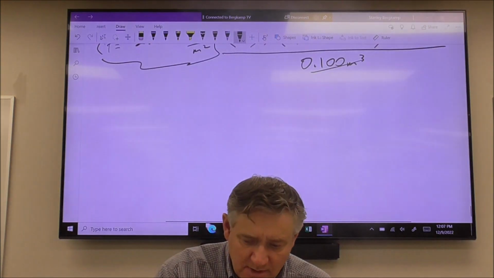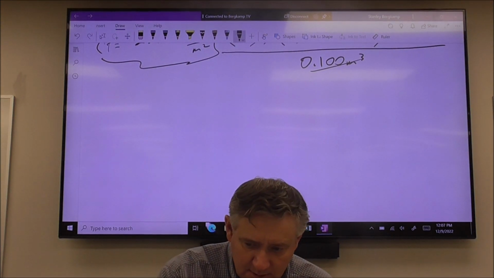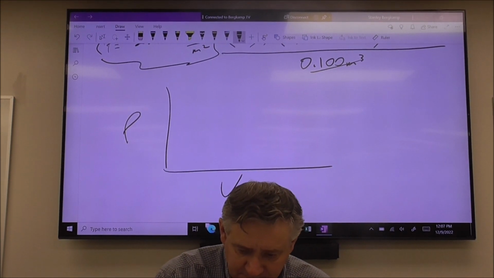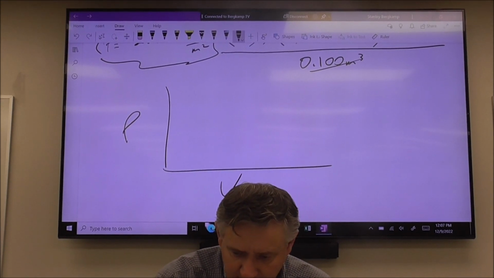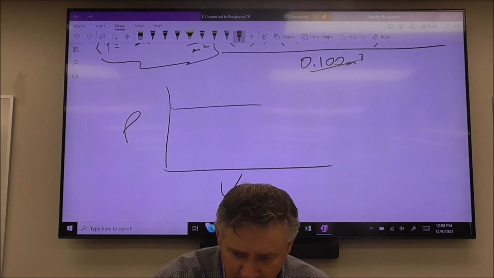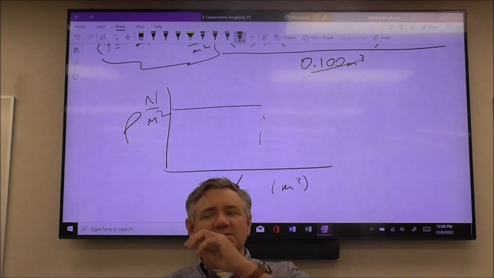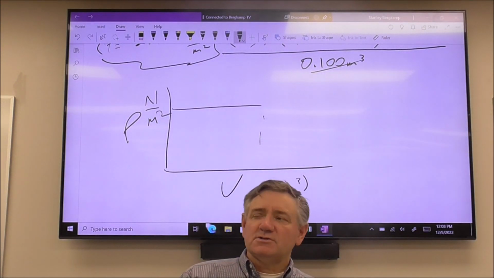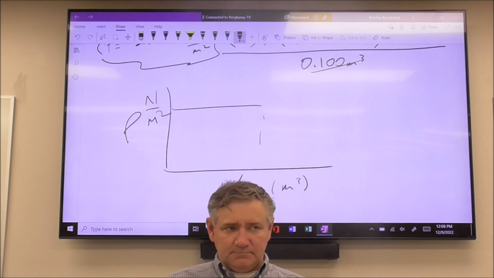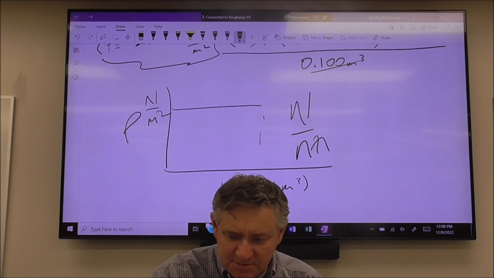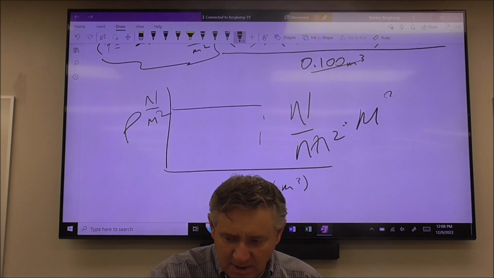So let's say that you have a pressure volume graph, and let's just say that it's a horizontal line, okay? Going across like this. So this is going to be some number of newtons per square meter, and this is going to be volume in cubic meters. Could you find the area underneath that line? Yes. So you're going to take newtons per square meter times cubic meters, right?